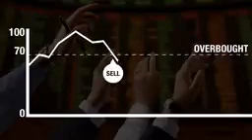Exit signals work the same way, except investors use overbought values. Technical traders view an RSI value above 70 as overbought. When RSI crosses back below 70, technicians typically see it as a potential exit signal.